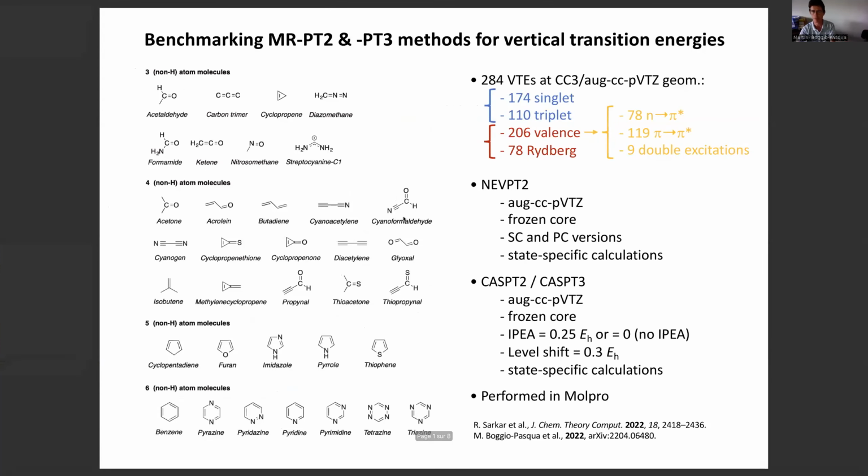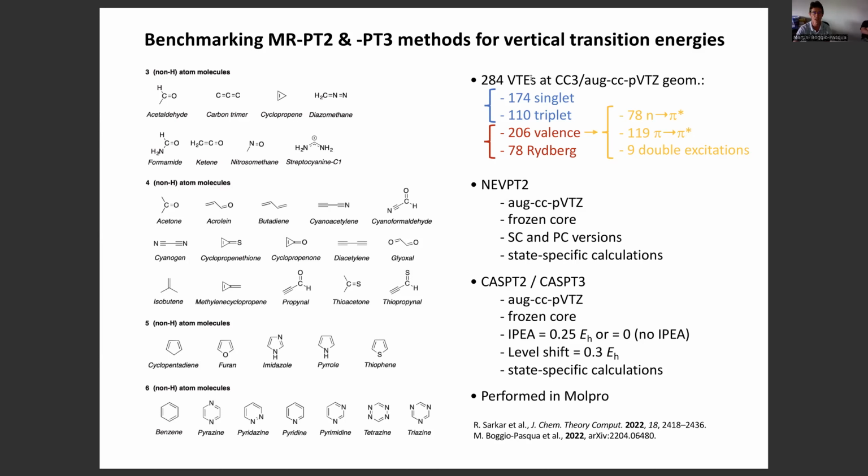Okay, so what I'm going to present now is an illustration of how we have exploited the theoretical best estimates that are collected in the Quest database to benchmark multi-reference perturbation theories for the calculation of vertical transition energies. So we have selected a subset of the molecules reported in the database containing from 3 up to 6 non-hydrogen atoms. And for these molecules, we have computed about 280 vertical transition energies.